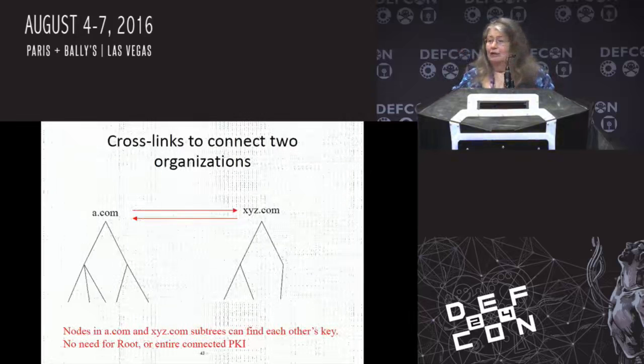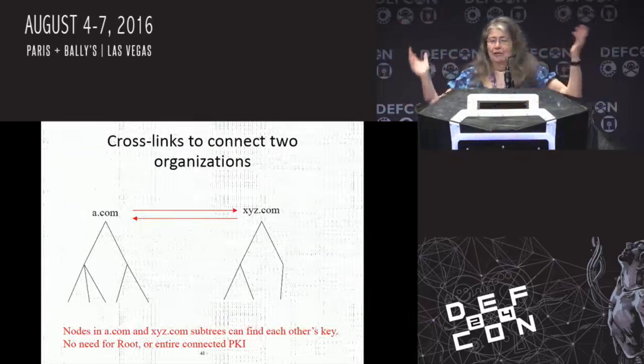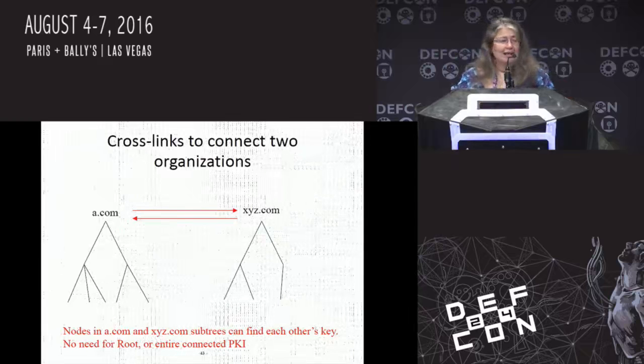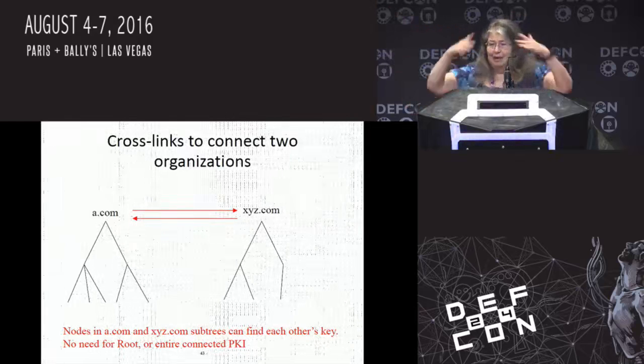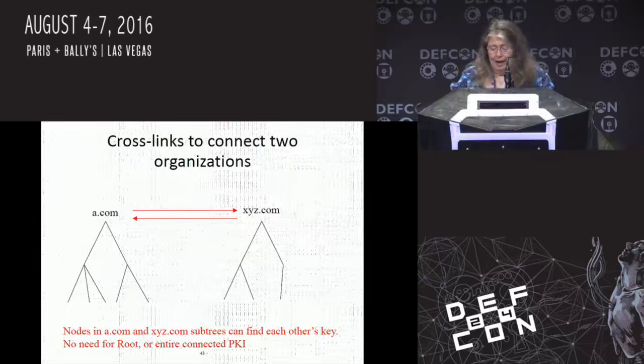One is so that you don't have to wait for the whole PKI for the whole world to be connected. Instead, you could create a little PKI in organization A.com, a little PKI in the organization XYZ.com. They cross-certify, and then anyone in the A.com namespace can reach anybody in XYZ without needing the whole thing.